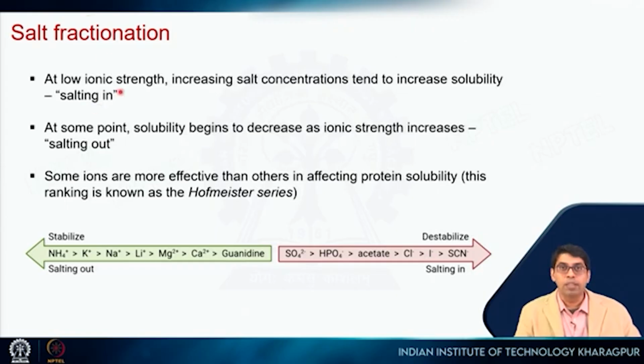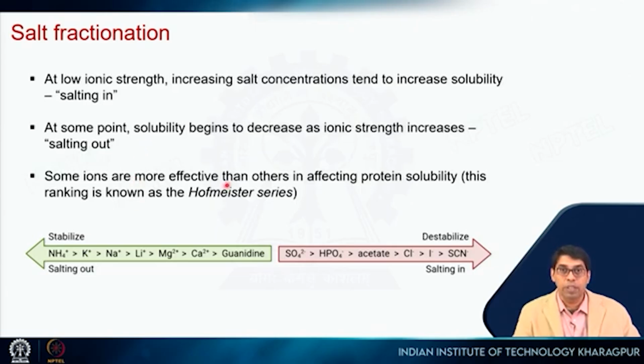At low ionic strength, increasing salt concentration tends to increase the solubility of the protein. If you have a salt concentration, let's say between 50 millimolar and 150 millimolar of sodium chloride or some other salt like potassium chloride, it will improve the solubility of your protein. This is called salting in. But if you keep on increasing the salt concentration, let's say you go to 1 molar or 2 molar, then the protein will precipitate out. This is called salting out. And it turns out that not all ions are equally effective in this salting out, right?